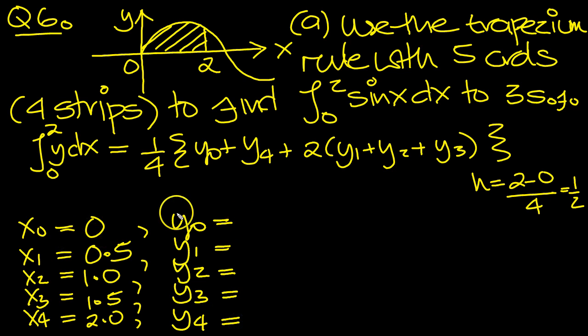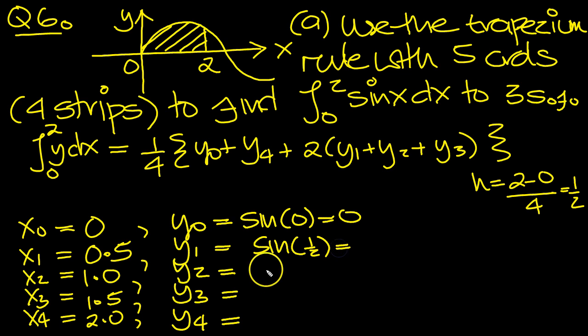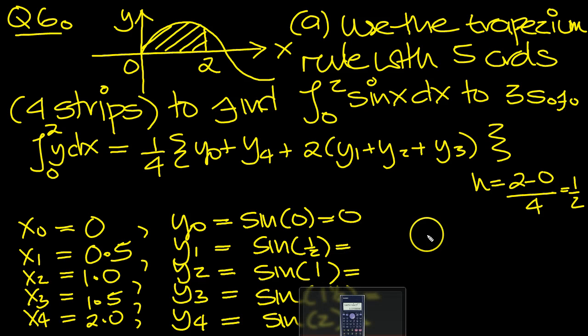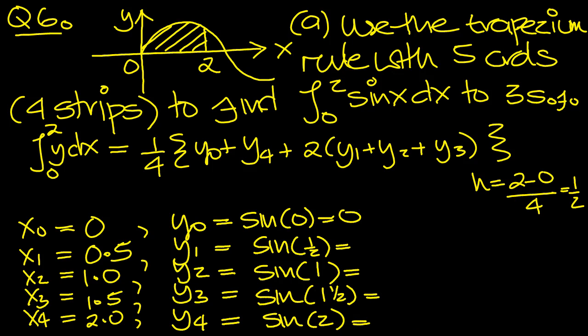So the first one is sine of 0, isn't it? Sine of 0 is equal to 0. Then the next one is sine of a half, and then sine of 1 in radians, of course, sine of 1.5 radians, and then lastly we've got sine of 2. So we need to work these out. We're working to 3 significant figures. So long as we keep our numbers quite accurate, say to 5 significant figures or something, then we should be okay.